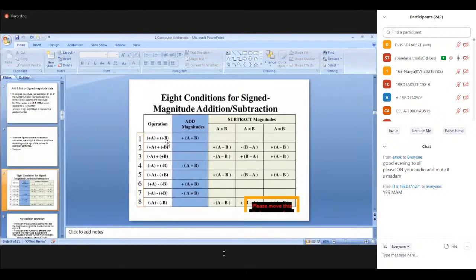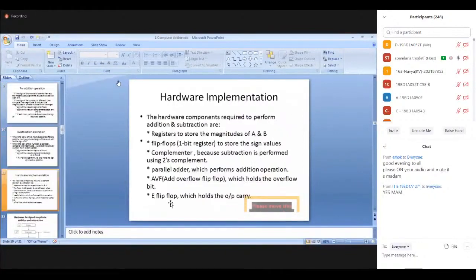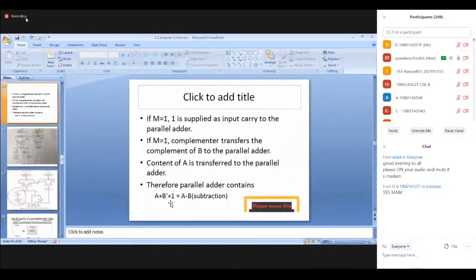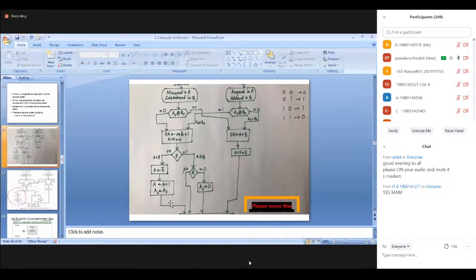This is the table which represents the different combinations to perform addition and subtraction for signed magnitude data. When you are performing the addition operation, if the sign of the magnitudes is same, what will be the result? If the sign of the magnitude is different, what will be the result? In the same way, for subtraction also we have seen different rules, right? In today's class, we will see the flowchart to perform this addition and subtraction. So here, this is the flowchart which performs addition and subtraction. This is for addition operation, this is for subtraction operation.